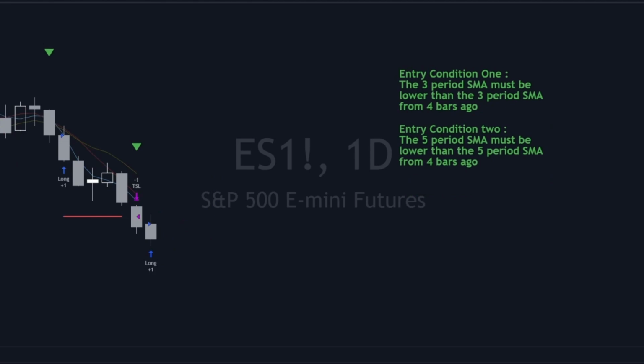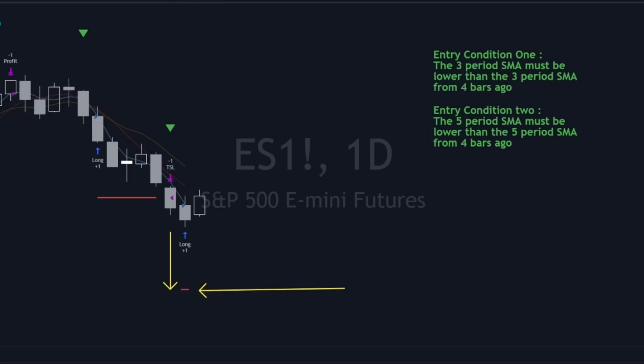Here we have our long setup, and again the code has placed a green arrow on the chart for us. So as we hover on the green arrow here, we can see that we've got the information about the moving averages that have triggered the entry conditions. So we can see here that the 3-period moving average is lower than the 3-period moving average from 4 bars ago, and the same thing applies with the 5-period moving average. That means that both the entry conditions are met, and we can now take a long position at the opening of this candle.